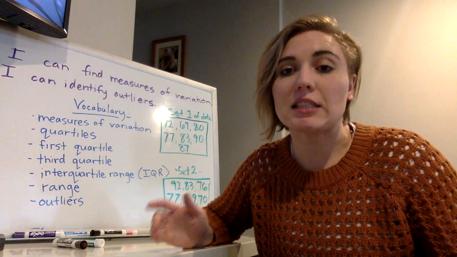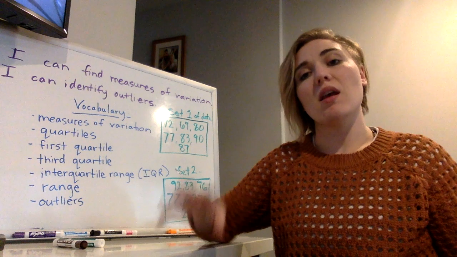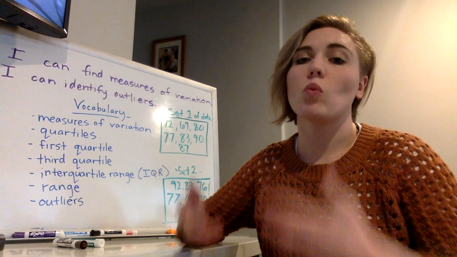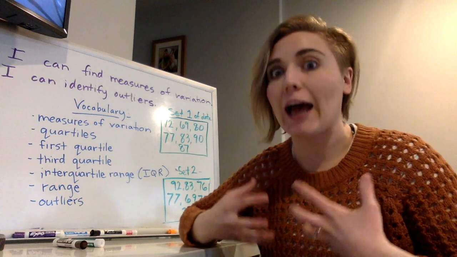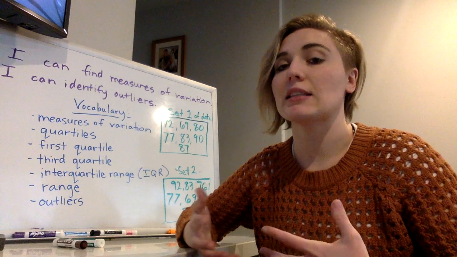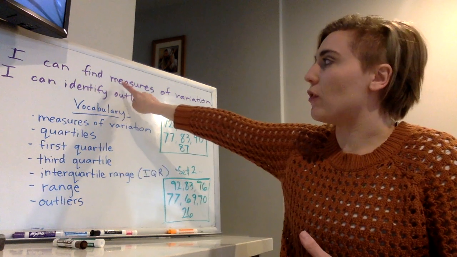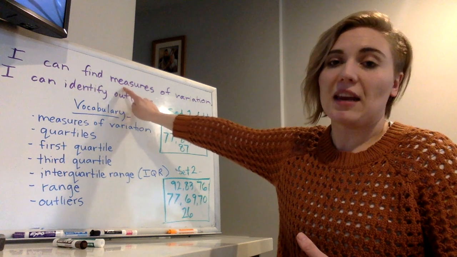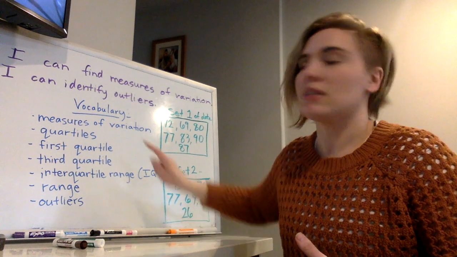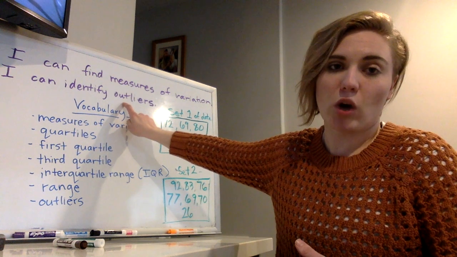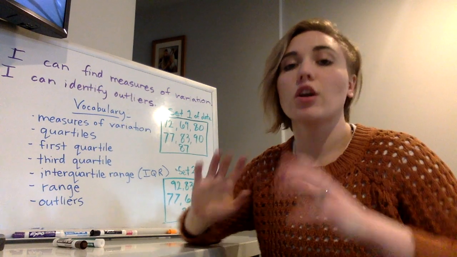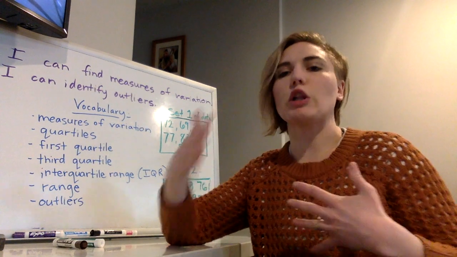Now, we're actually going to split this lesson into part 1 and part 2. The reason is that there's a lot going on in this lesson, and I really want to make sure that you're understanding it. So today we're going to focus more on finding measures of variation, and tomorrow we're going to focus more on identifying outliers. You'll understand what that means as we learn about it.